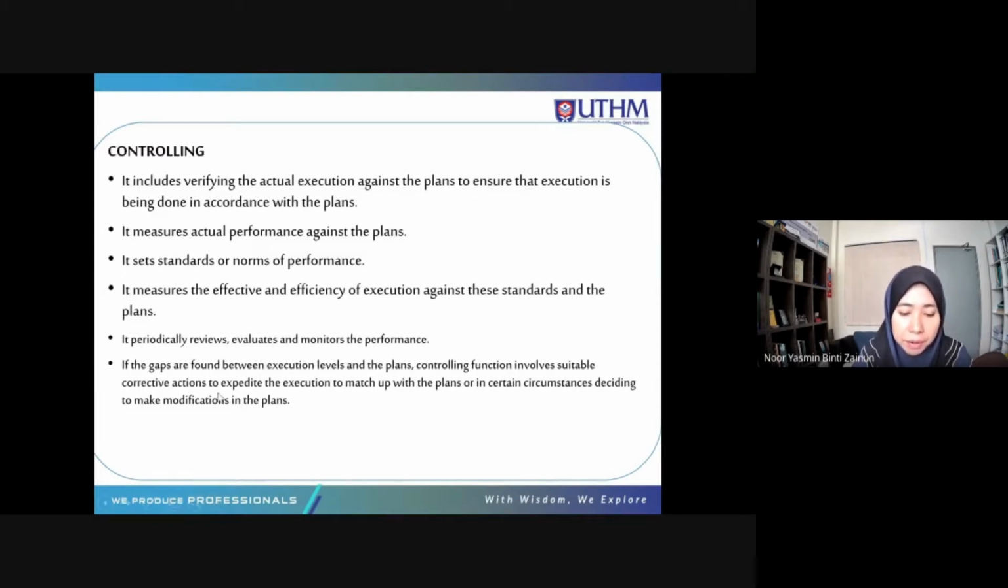If gaps are found between execution levels and the plan, the controlling function involves suitable corrective action to expedite the execution to match up with the plan. Or in certain circumstances, deciding to make modifications in the plans. Okay, we need to think fast. The project manager needs to think fast how to solve the problems.